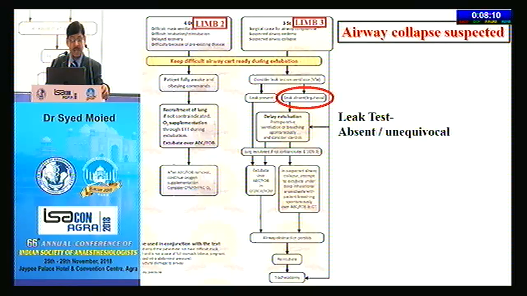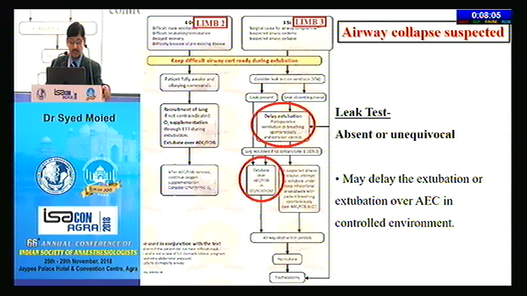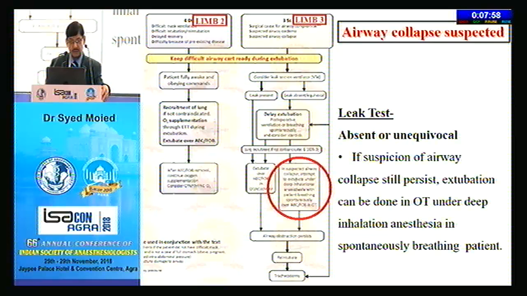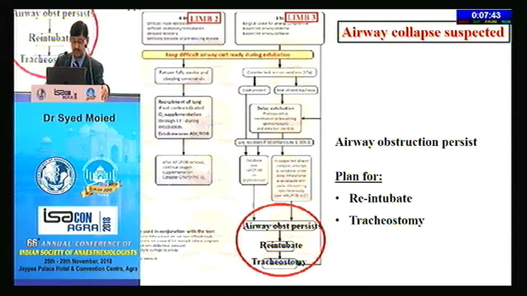If the leak test is absent or equivocal, then you may delay the extubation, or extubation can be done over an AEC in a controlled environment. And if the suspicion persists that the airway collapse can still persist, extubation can be done in the OT under deep inhalational anesthesia in a spontaneously breathing patient. That is one option which is always there. And if obstruction persists, then obviously you have to re-intubate this patient and go for a tracheostomy.